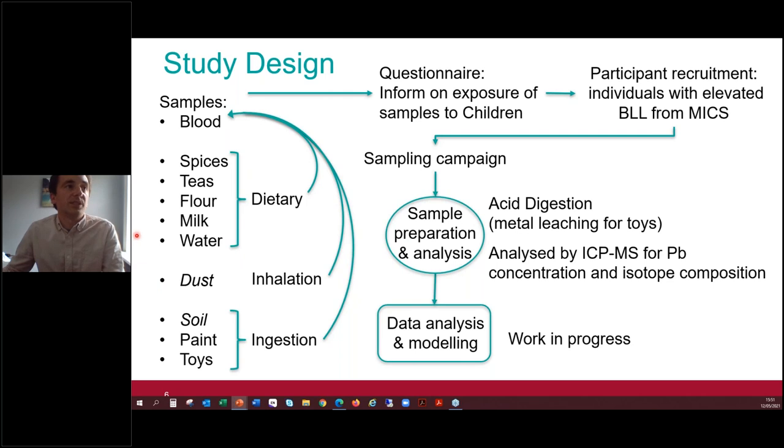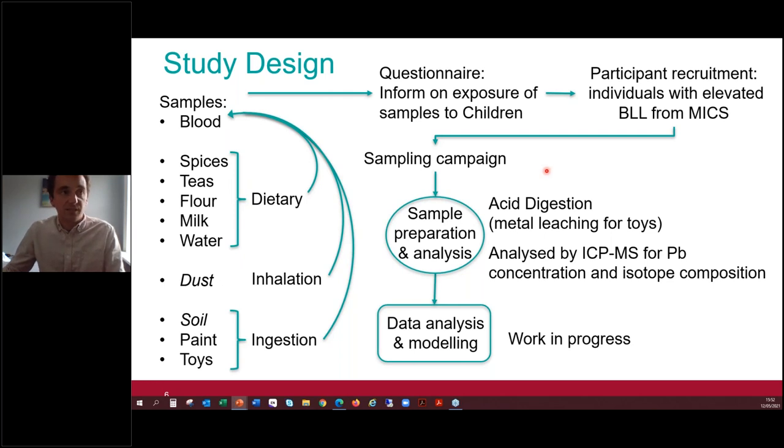In addition to this, there was a questionnaire designed to gain some information about just how much exposure these children were getting to these samples. And as I mentioned, these participants were recruited from individuals that were previously identified as having elevated blood lead levels from the multiple indicator cluster survey. Following the sampling campaign, the samples were sent to ourselves and to BGS. BGS received the soil, dust, and some of the tea samples. These samples were analyzed by ICP-MS for lead concentration and their isotope composition.